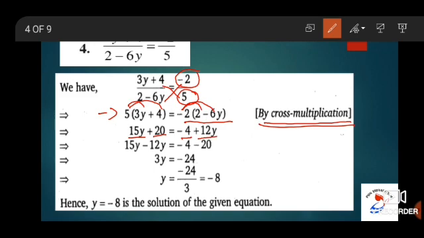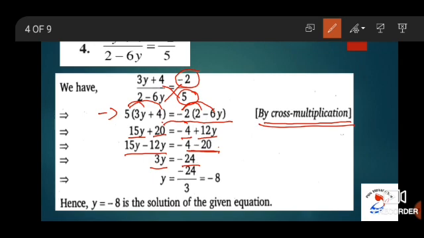In the next step, combining the variables on one side and constants on the other side, that is 15y - 12y is equal to -4 - 20. That is, we are transferring this 20 to the other side. So this plus 20 will become as minus 20. Now in the next step, 15y - 12y will give you the result as 3y. -4 - 20 is nothing but -24.